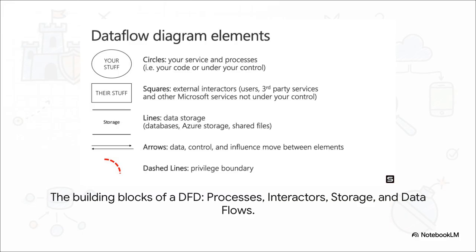And finally, that dashed line represents a privilege boundary. And this is a critical concept. It shows where trust levels change, like going from a user's web browser into your secure server.